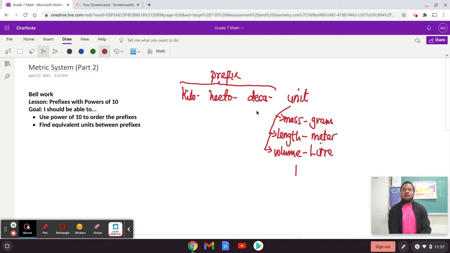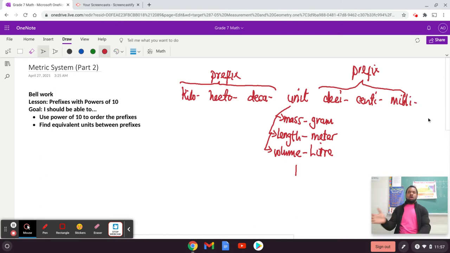So in this case, deca is greater than our unit, and hecto is greater than our deca, which is also greater than unit, and our kilo is greater than hecto, which is also greater than our deca, and also greater than our unit. Now we're going to look at other prefixes that are less than our unit. We have deci, centi, and milli.